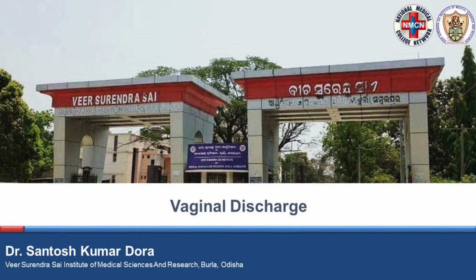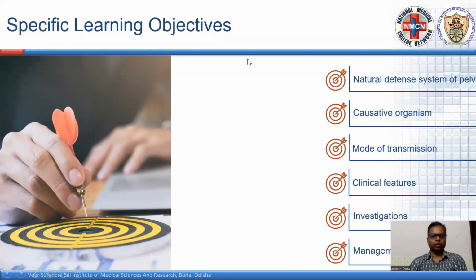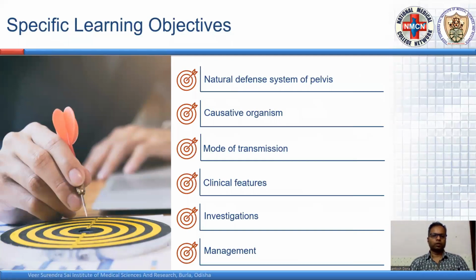Today, I'll be discussing one of the common topics, that is vaginal discharge. So, I'll be covering this topic under the following headings. First of all, I would like to discuss the natural defense system of the pelvis, then the causative organisms, then subsequently mode of transmission, clinical features, investigations, and management will be discussed.